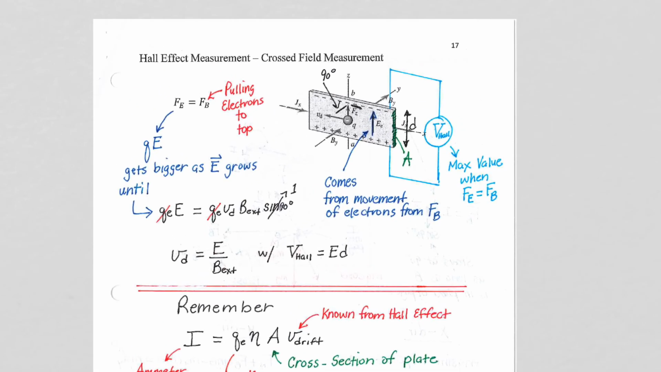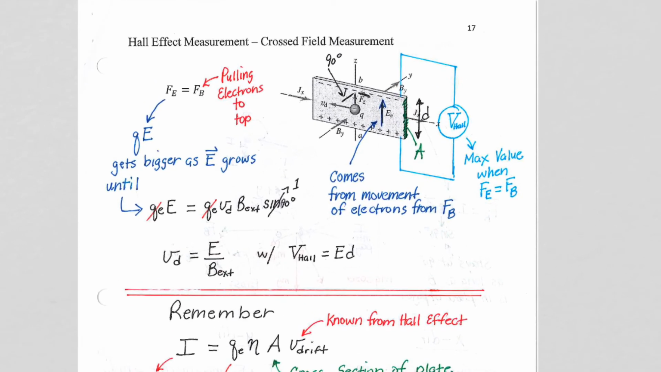We can use a crossed fields measurement to get the drift velocity. The crossed fields measurement comes about because the Hall voltage actually has a Hall electric field. Voltage equals Ed, where the d is the distance between the polarity on the top and bottom, basically the width of the plate. And what happens is when the Hall voltage reaches a maximum value, it maxes out.